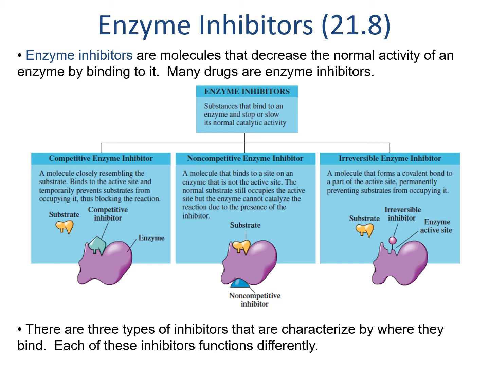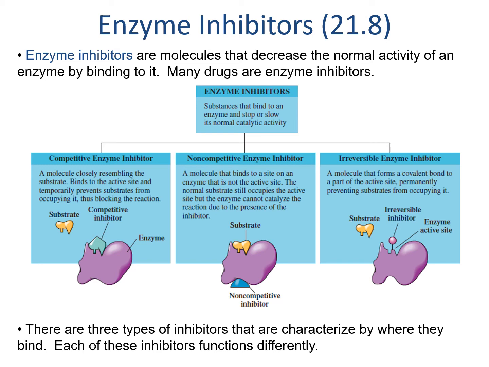It is very rare for organisms to produce their own inhibitors. Most drugs are enzyme inhibitors. There are three different forms that inhibitors tend to take. They're either competitive, non-competitive, or irreversible inhibitors.